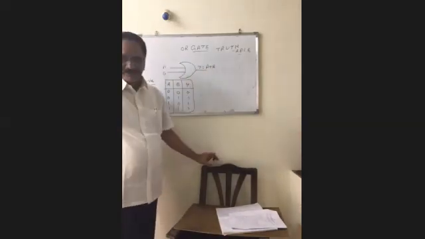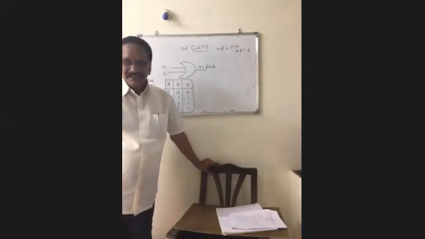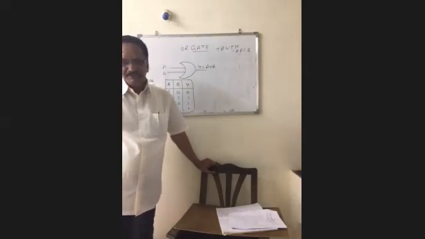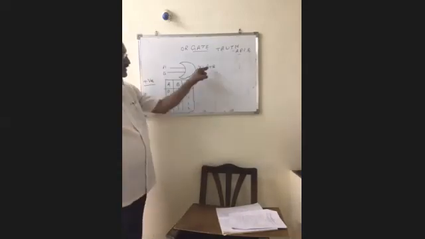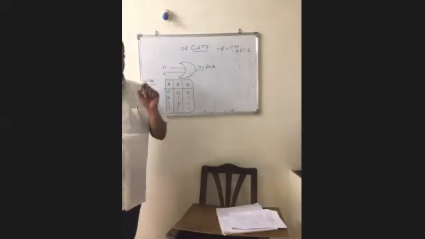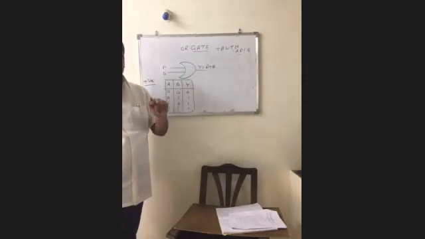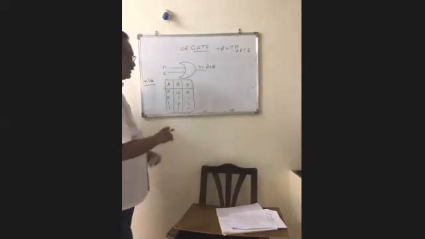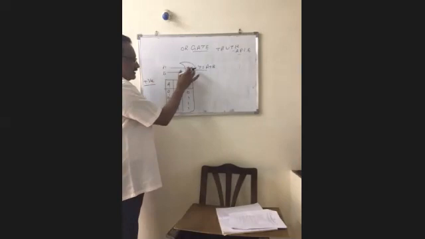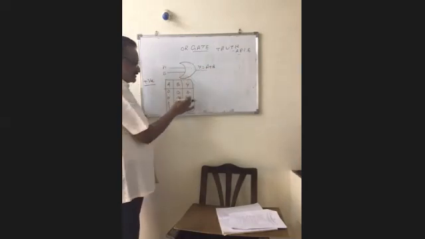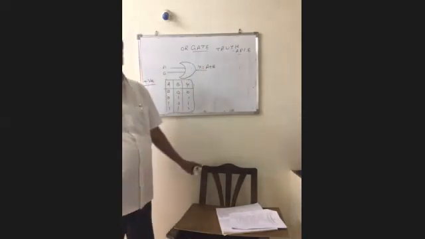And this is the logical expression: A plus B. Plus indicates OR gate action. This is the logic symbol. This is the output expression or logical expression. This is the truth table of a 2-input OR gate.